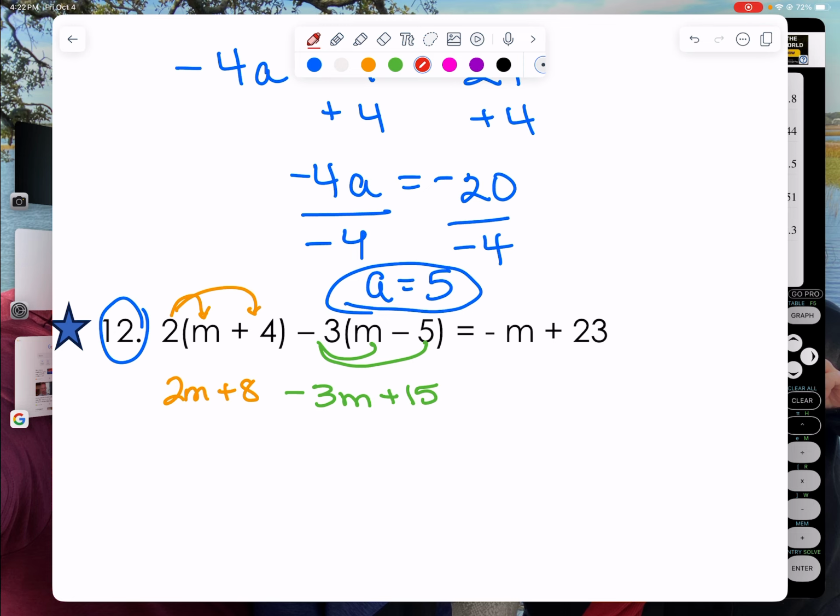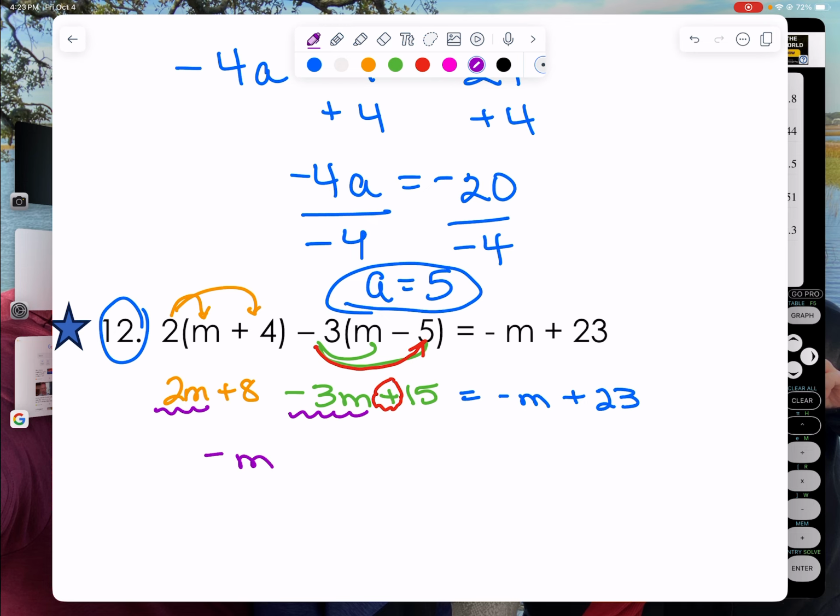Let me just sort of circle that plus because that is what a lot of people miss on tests, okay, is that sign. All right, and then on the right-hand side, there's nothing I can do. So I'm just going to write down negative m plus 23. Then let's simplify. I can only simplify the left-hand side. So let's look at my m's. I've got a 2m and minus 3m. So 2 minus 3 gives me a negative m, or you could write negative 1m if that makes you feel better.